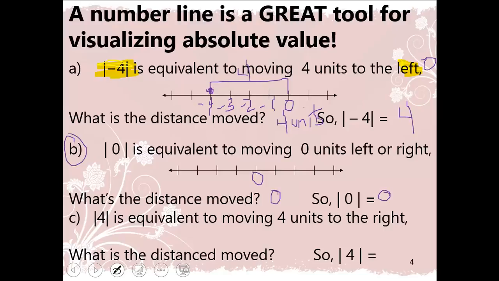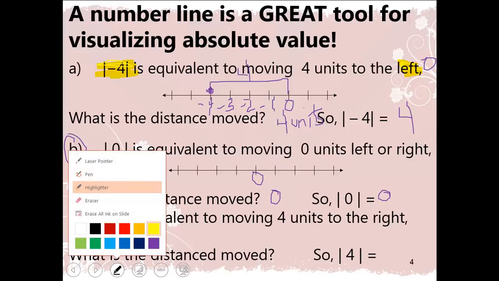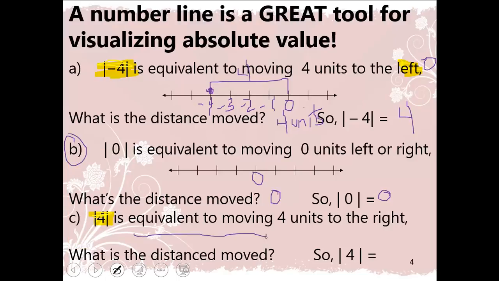+4, the absolute value of +4. Well, that's the equivalent of moving 4 units to the right of 0. So let's draw our number line, mark 0, and count 4 spaces. 1, 2, 3, 4. Here it is.